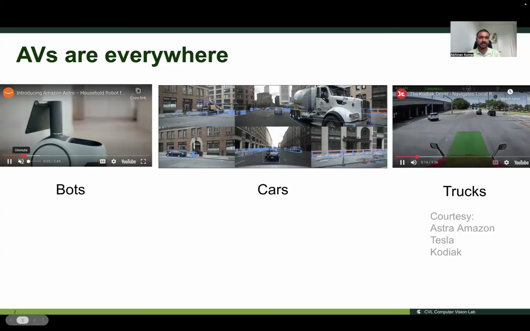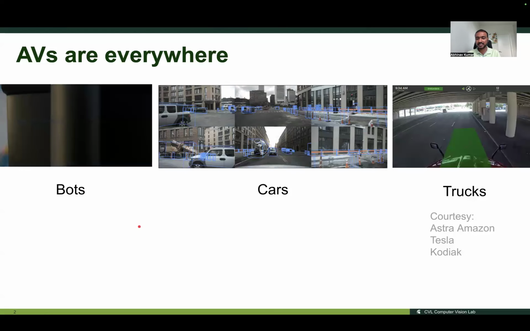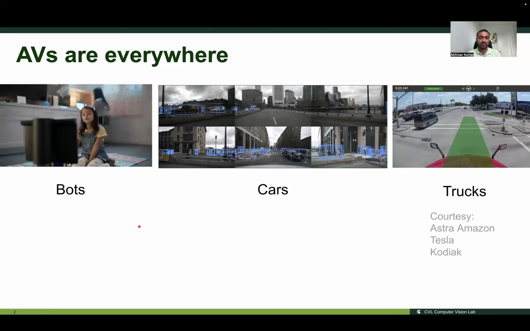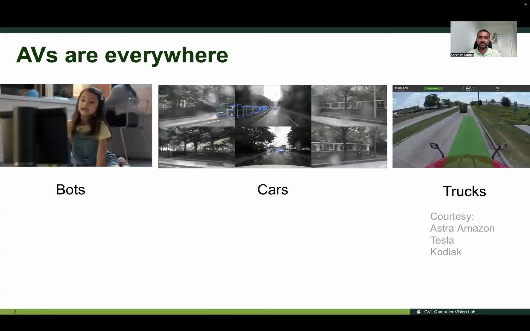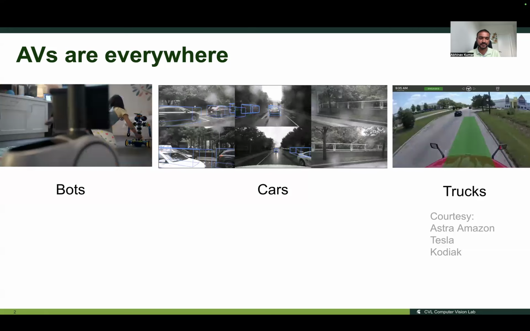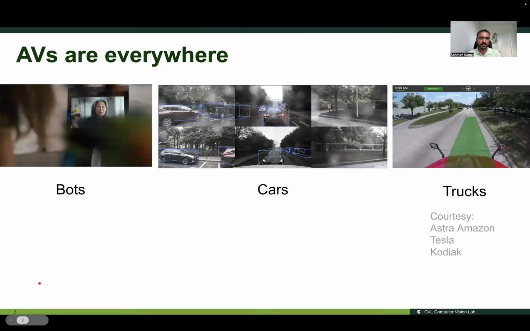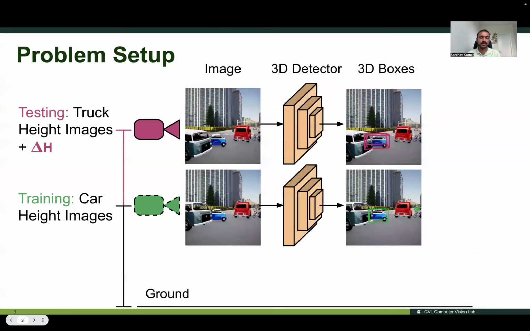AVs are now everywhere, from bots to cars and also on trucks. However, the training data for training these models are only available from the platform of cars. So the problem setup that we are interested in is training a 3D detector model which was trained from car height images and deploying them on platforms which have a different mounting height such as trucks and bots.